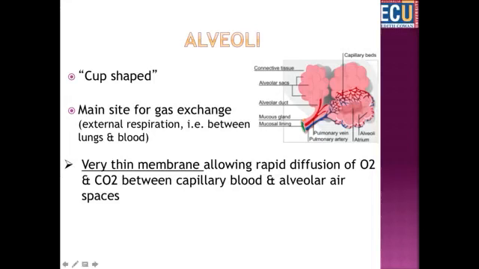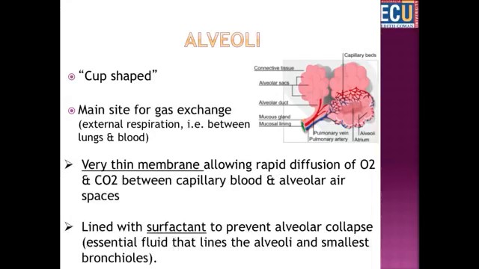So remember, the capillaries are a very thin membrane, and so are the alveoli. This allows for rapid diffusion of oxygen and carbon dioxide between the capillary blood and the alveolar airspace. This is cool. So it's lined with surfactant. This prevents alveolar collapse. So it keeps it hydrated, and it keeps its fluid levels up. And this allows for the lines of alveoli in the smallest bronchioles.